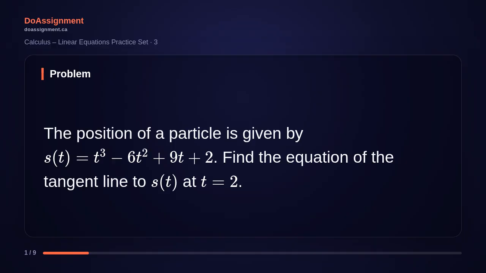The position of a particle is given by s of t equals t cubed minus 6t squared plus 9t plus 2. Find the equation of the tangent line to s of t at t equals 2. Now let us work through the solution step by step.